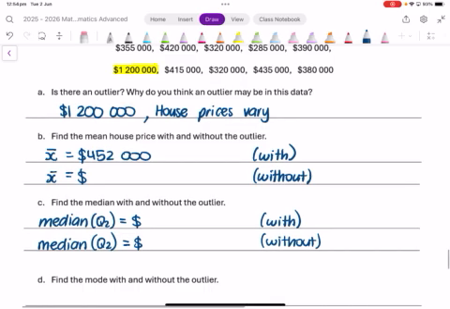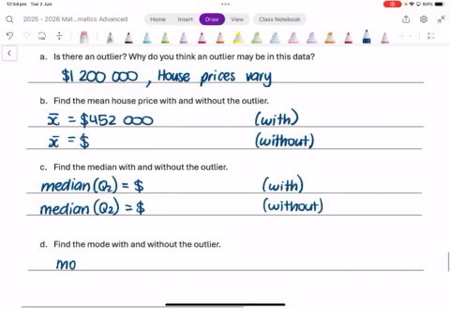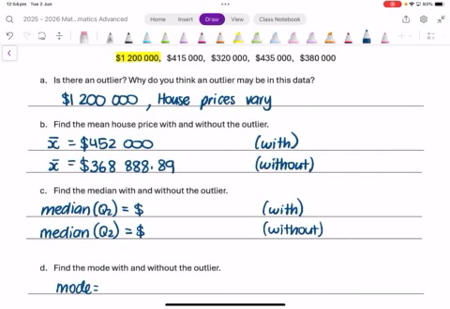There's no symbol for mode. Just write the word mode. 368,888.888. So that's without it. Has anyone found the median yet? Is that the one that has X2? No, it should say Q2. Have you got the data? So scroll down. Oh, there you go. Median. Oh, it says median. That's good. Doesn't it say Q2? But it's the same thing.